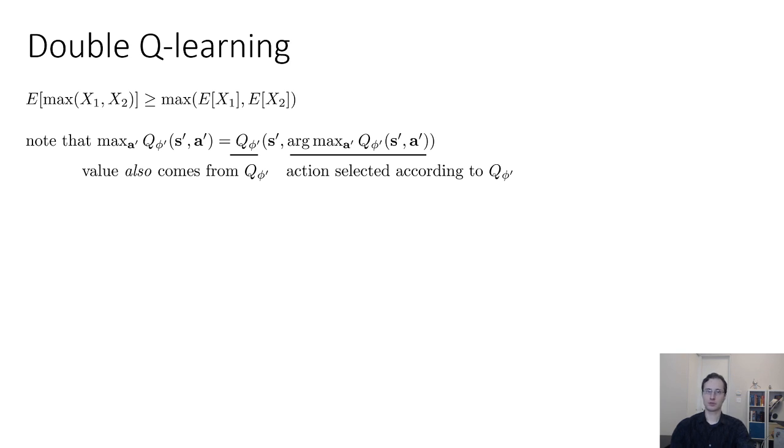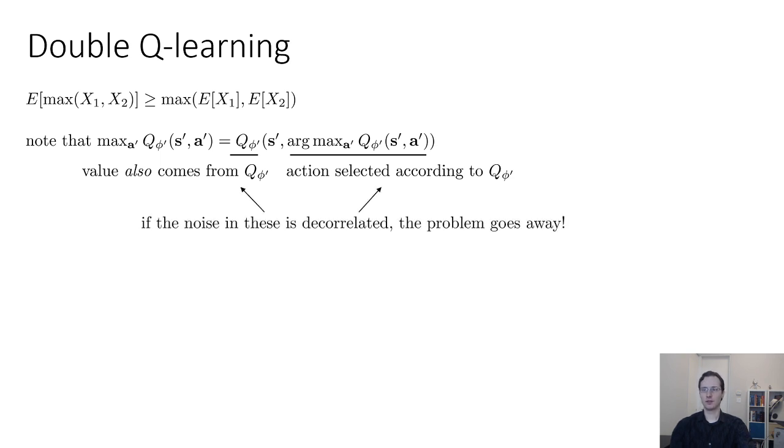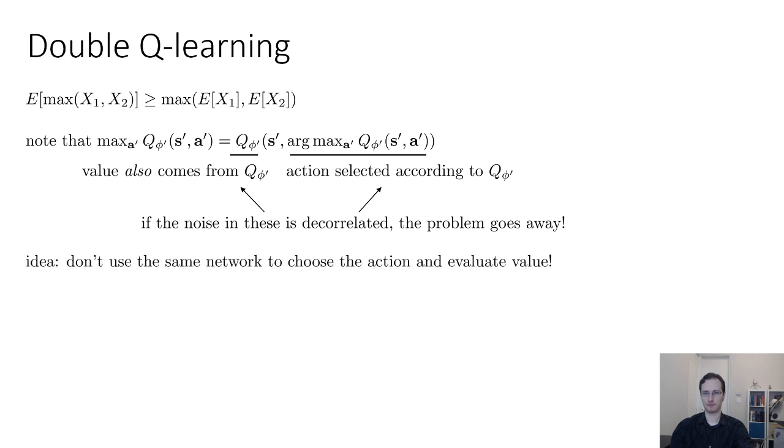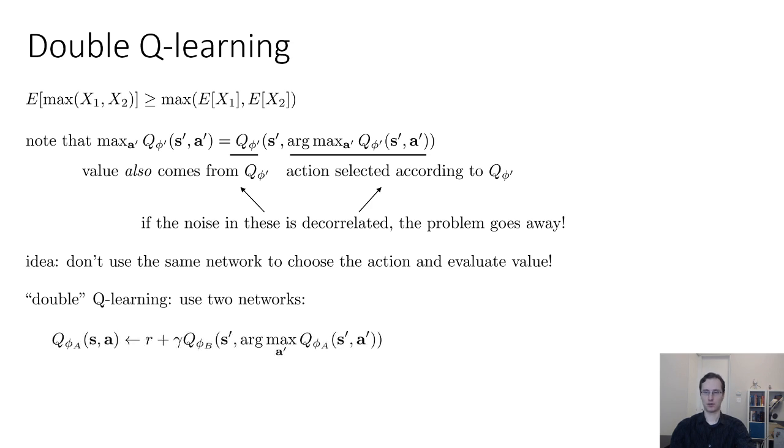All right, so one way to mitigate this problem is to use something called double Q learning. If the function that gives us the value is decorrelated from the function that selects the action, then in principle this problem should go away. So the idea is to just not use the same network to choose the action as the network that we use to evaluate the value. So double Q learning uses two networks. One network which we're going to call phi A, and another network which we're going to call phi B.